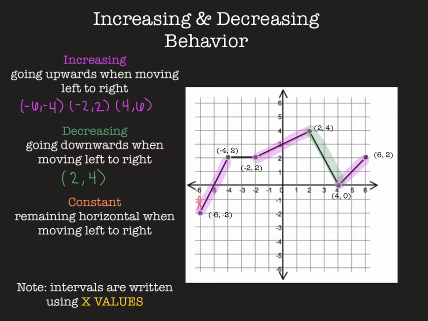Now, obviously, we do have this one flat horizontal section, and that's going to be called your constant. It's not increasing, it's not decreasing, it's just staying the same. So we're going to write that interval as well, and that's between the X values of -4 to -2. Remember, these are not points, these are intervals. These are our X values. We're just listing the X values almost as if it was a number line of what is increasing and what is decreasing or staying the same.